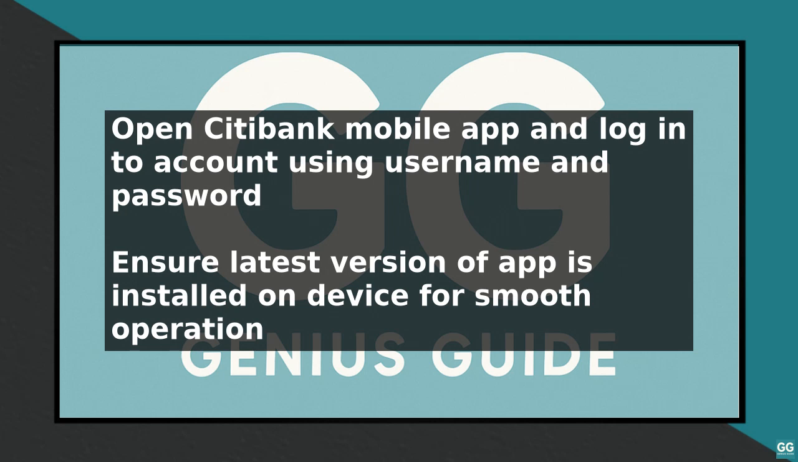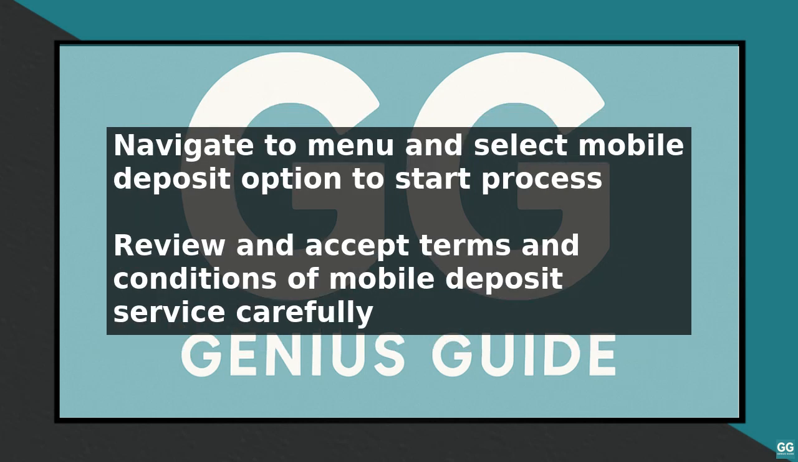Next, select the account where you want to deposit the check. Choose the account type, such as checking or savings, and confirm the account details. Enter the amount of the check you want to deposit. Make sure to enter the correct amount, as this will be verified against the check.